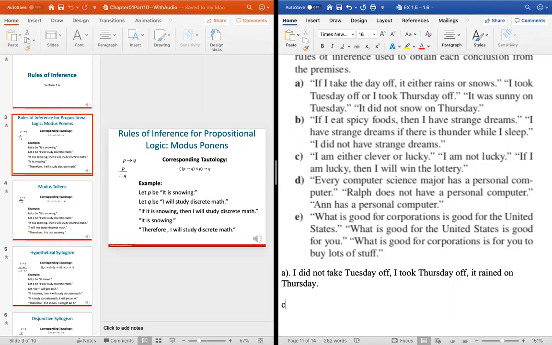Moving on. Part C. I am either clever or lucky. I am not lucky. If I am lucky, then I will win the lottery. So I am either clever or lucky, but here is another hypothesis: I'm not lucky, so I am clever is one of the possible conclusions, right? If we apply the modus ponens rule to these first two hypotheses, then I am clever will be one of the conclusions, and the only one.